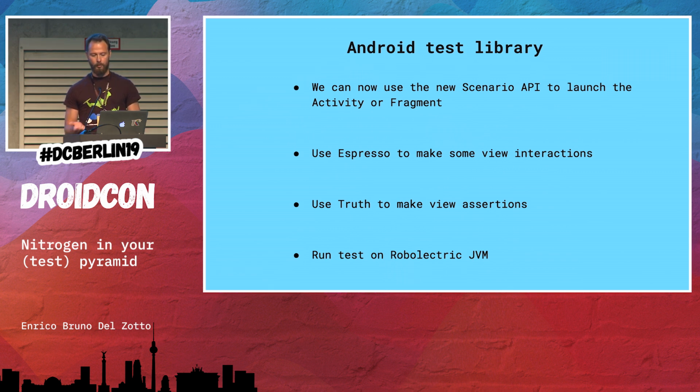So we have a lot of new things with the androidx library. As I told you, we can use the new scenario API to launch the activity or the fragment and to drive it in the different moments of its lifecycle, or you can also use Espresso to make some view interactions and to assert that your view, text view, or whatever is displayed on the screen. And also, later on, you can run your test, if you don't want to use a device or an emulator, in the Java virtual machine.